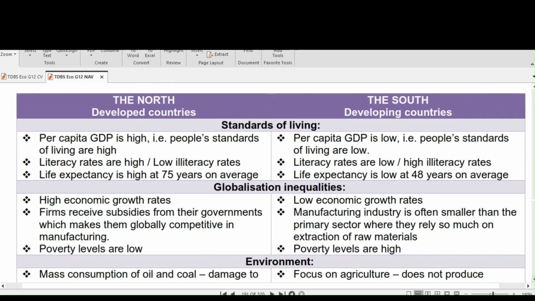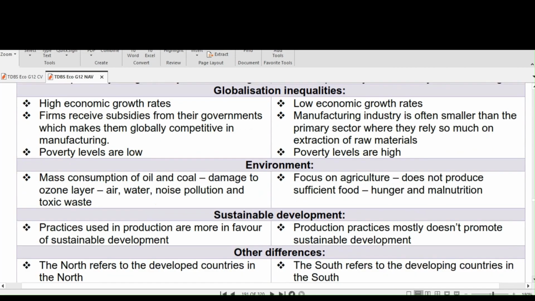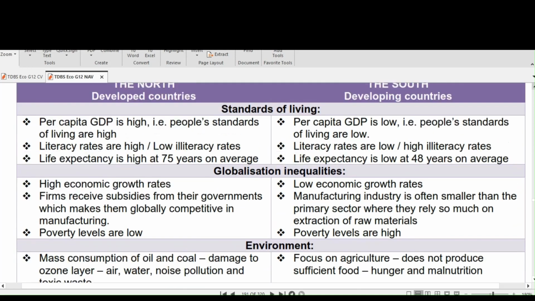Over to you, Kayleen. Thank you, Viola. Good day, grade 12s. We will compare the North and South using the following: standards of living, globalization, inequalities, environment, sustainable development, and just some other miscellaneous differences.